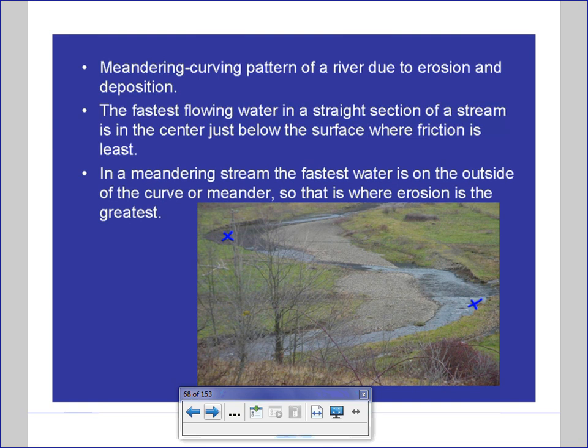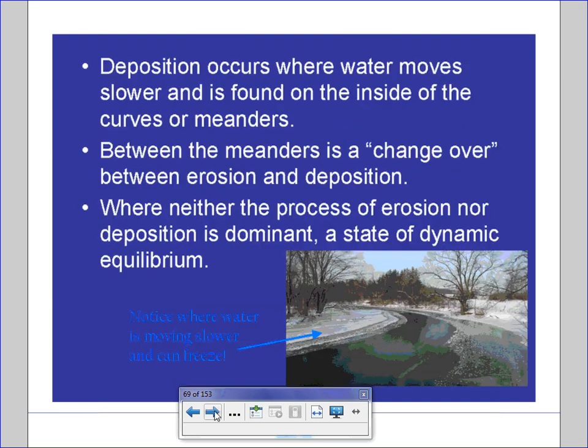Because it's going the fastest, that's where more of the material will be carried. We call that erosion. So the sand and small particles can be carried and moved on the outside of a bend. That's where it goes fastest. Deposition is when the water slows down and the material is dropped. Deposition is the dropping off of that material that was being carried. That's where the water goes the slowest, and that would be on the inside of the curve.